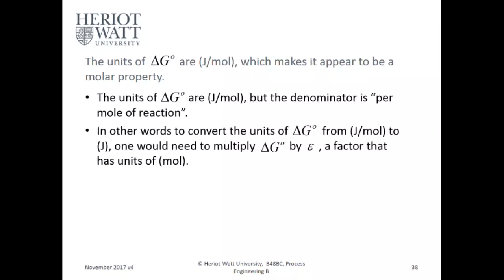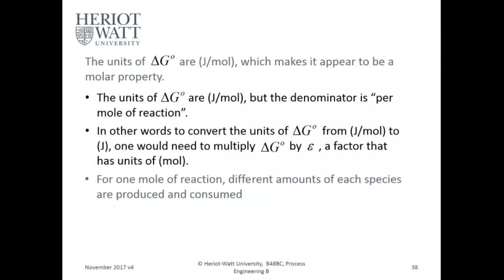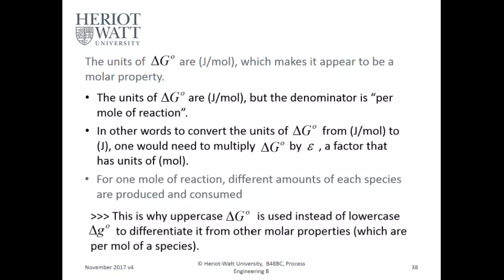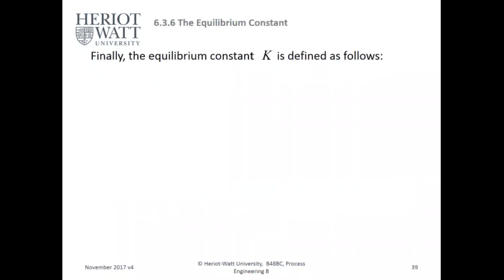In other words, to convert the units of delta G0 from joules per mole to joules, you need to multiply by epsilon. So remember, delta G0 equals Gi molar multiplied by epsilon, a factor that has a unit of mole. For 1 mole of a reaction, different amounts of each species are produced and consumed. This is why uppercase delta G0 is used instead of lowercase, differentiated from the molar properties, which are per mole of a species.